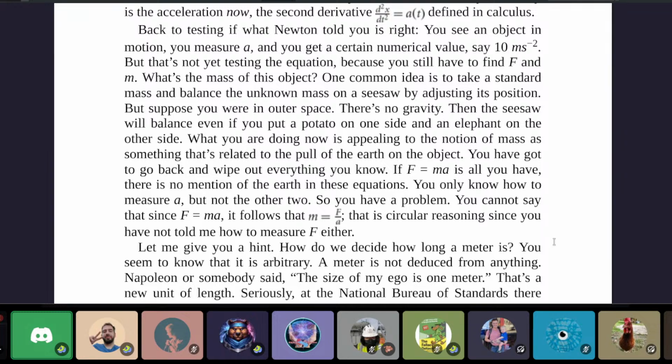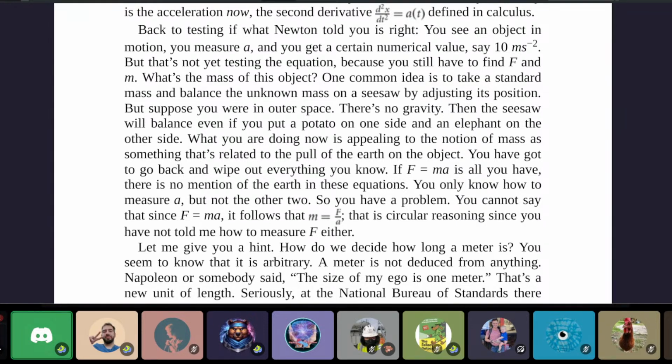One common idea is to take a standard mass and balance the unknown mass on a seesaw by adjusting its position. It's typical. But suppose you were in outer space. There's no gravity. Then the seesaw will balance even if you put a potato on one side and an elephant on the other side. What you are doing now is appealing to the notion of mass as something that's related to the pull of the earth on the object.